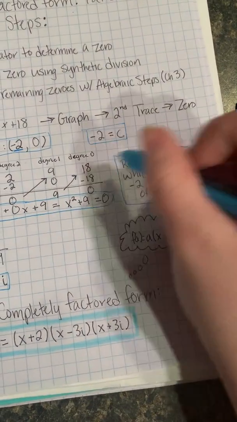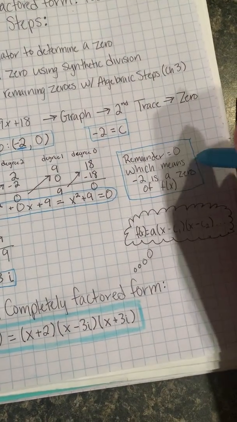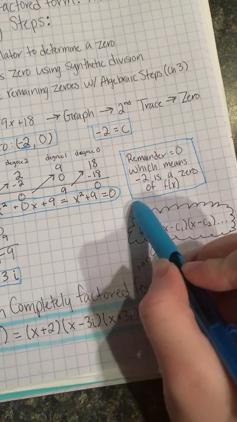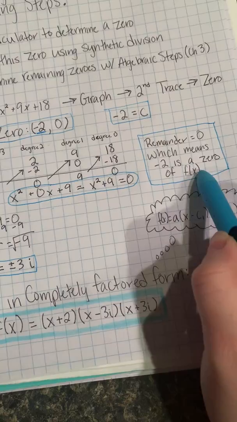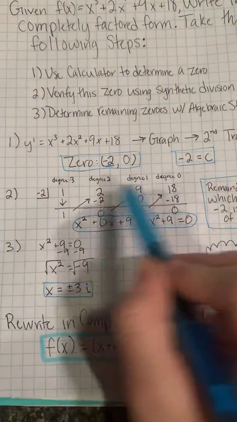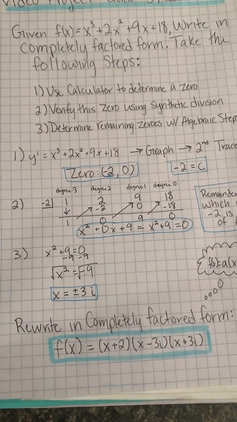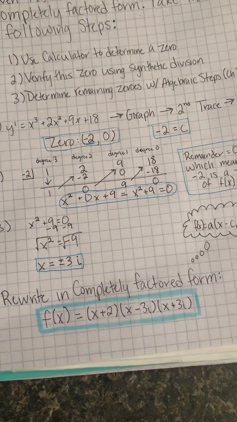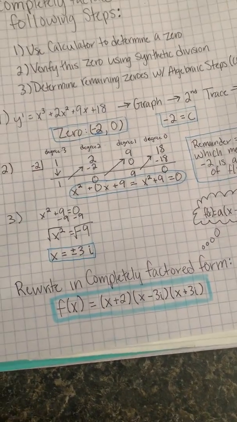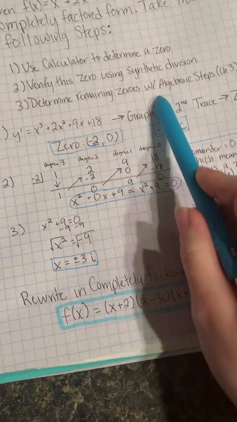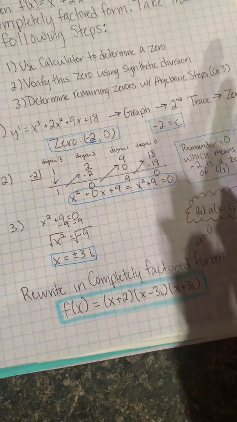So our remainder in this case is right here, equals 0, which means that -2 is in fact a zero of the function, which we just proved using synthetic division. So that's the second step completed. The last step is to determine the remaining zeros using algebraic steps from chapter 3.